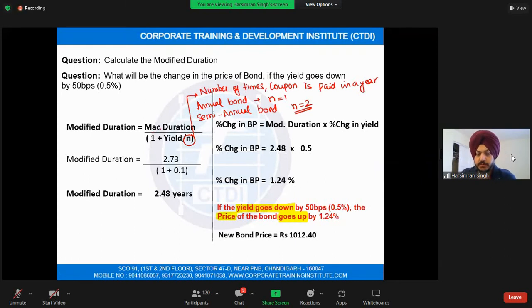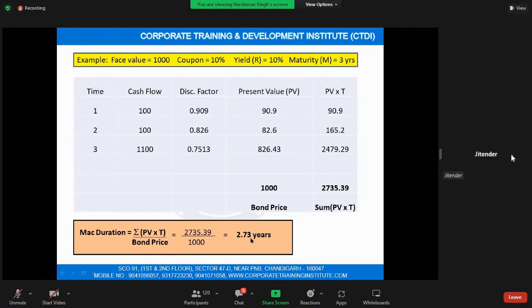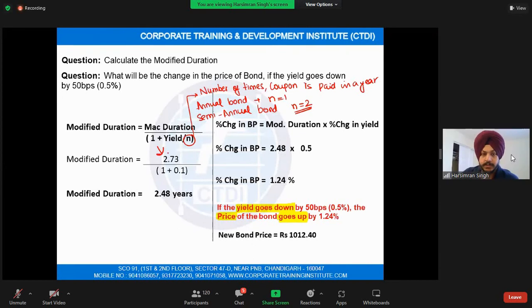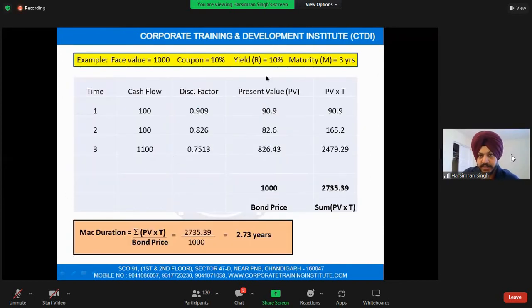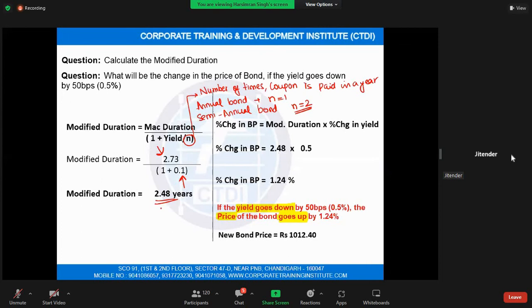Modified duration is equal to Macaulay's duration divided by 1 plus yield. Macaulay's duration I took from the previous page, it was 2.73. Fine. Yes sir. I write 2.73 here. Yes, yield in the question, it is given yield is 10%. So I calculate the yield to 0.1. Put the yield to 0.1, and from here I calculate modified duration. Is it okay? Yes, sir.